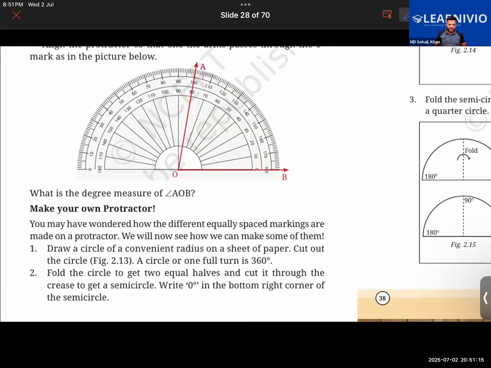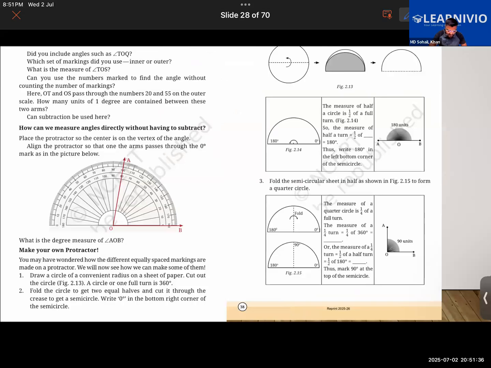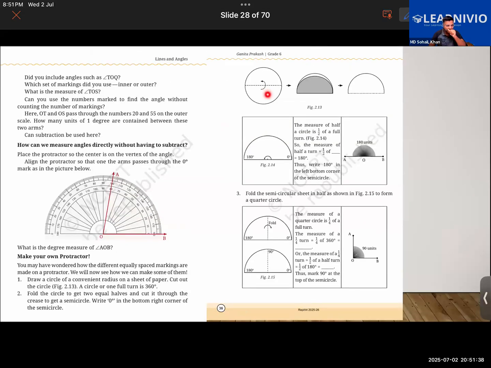What you guys can do, you have a compass. Compass, you understand, right? With the help of which you can draw the circle. I hope I have it with me over here. Maybe. I'm not sure. So you will draw a circle of a convenient radius on a sheet of paper, right? As it is shown over here, draw a circle. Sir, I have done that same thing in my previous grade. Oh, you have done this. Okay. Oh, that's good.